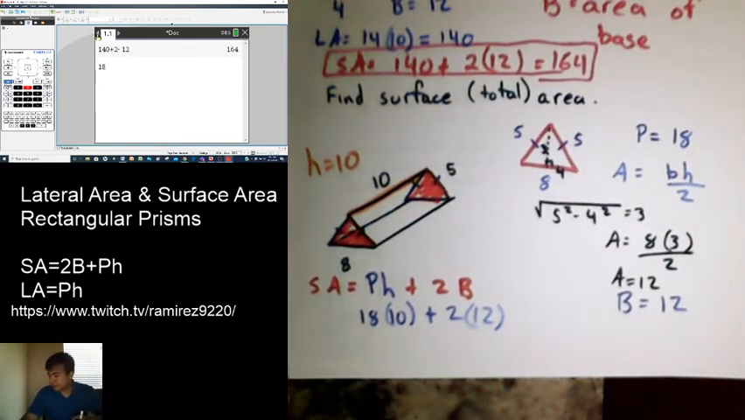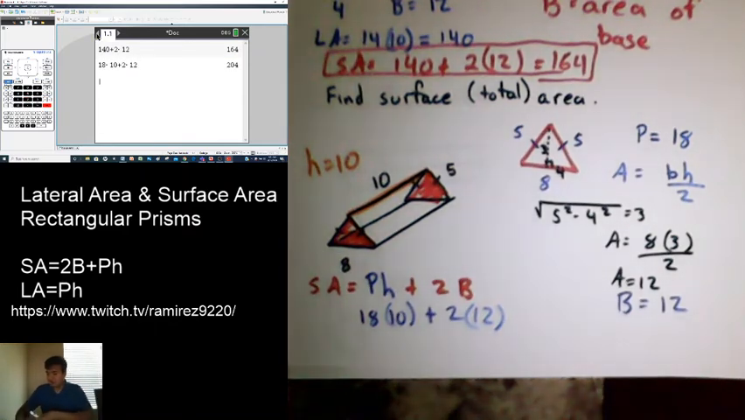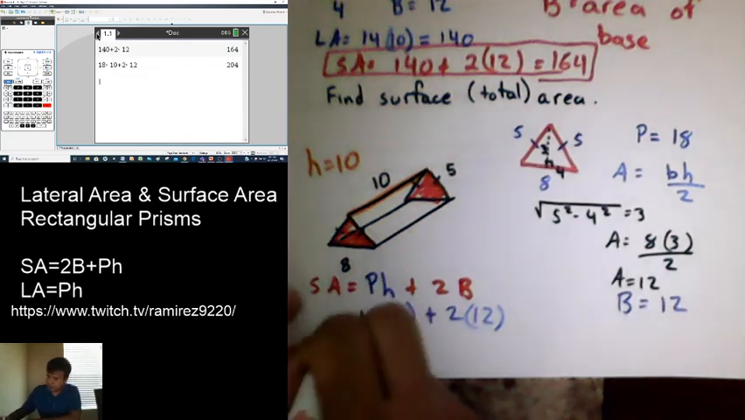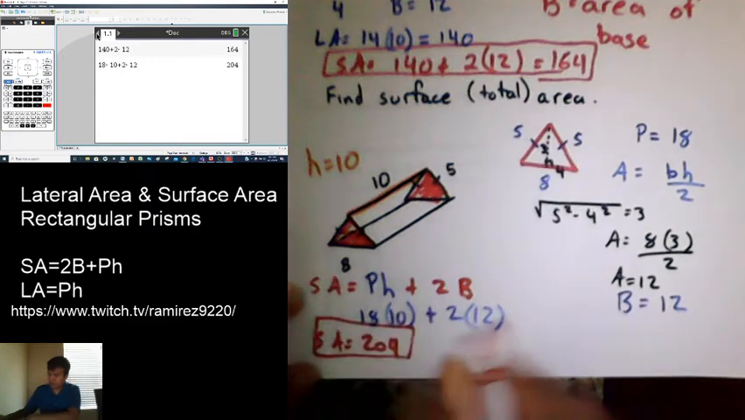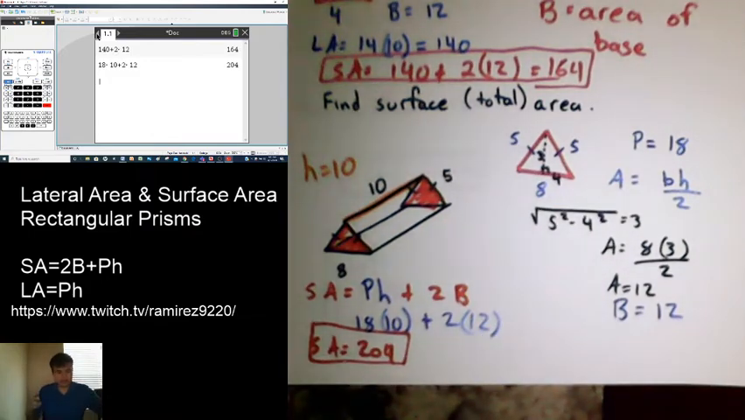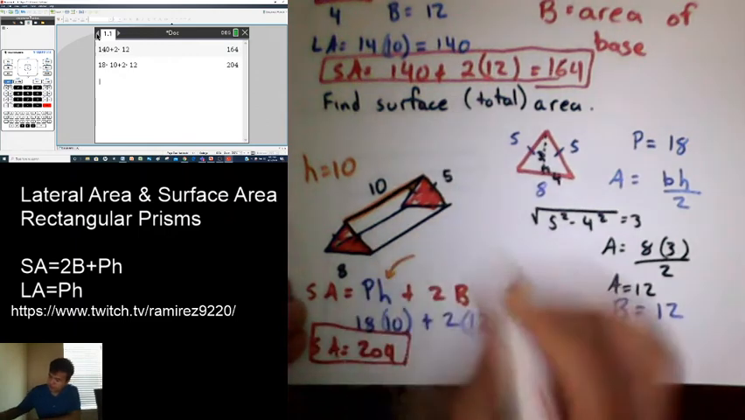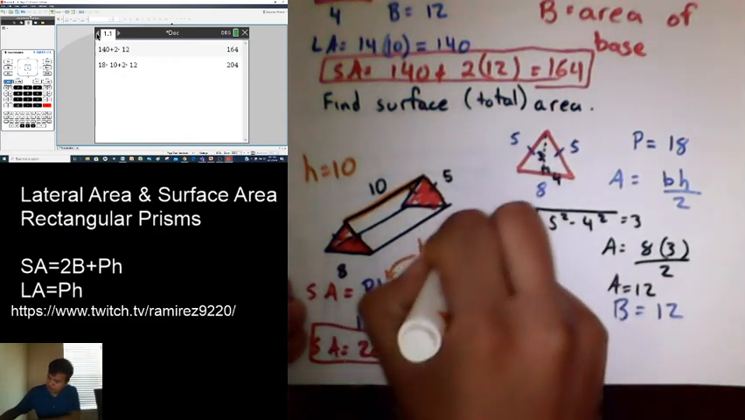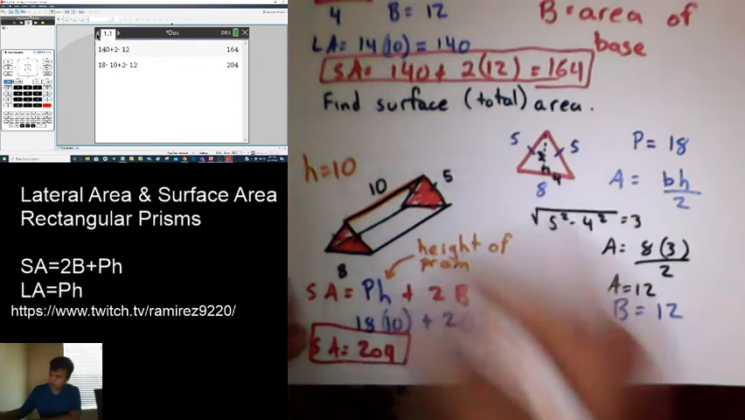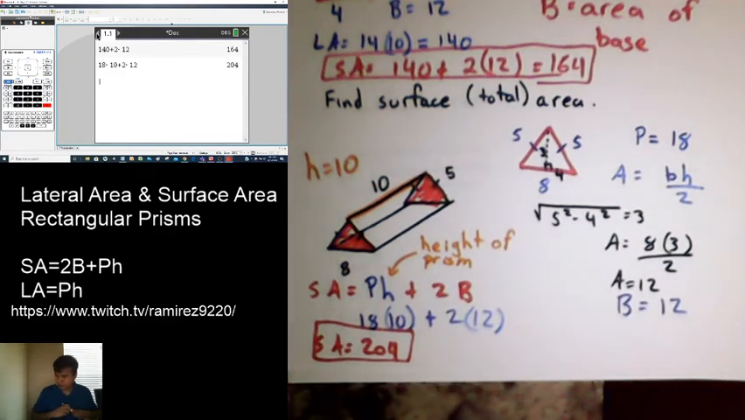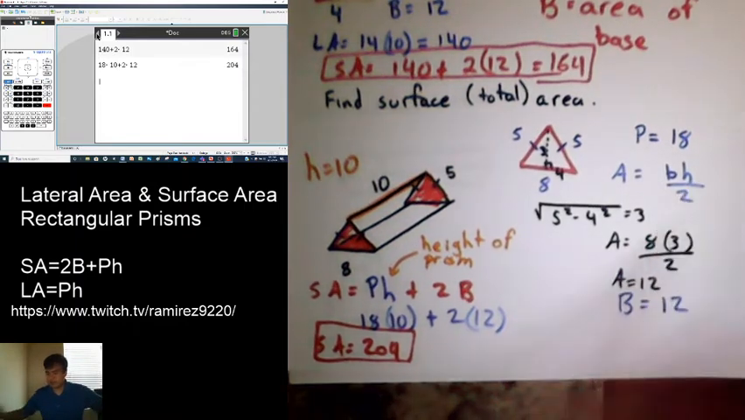So 18 times 10 plus 2 times 12. So the total surface area here is 204 units squared, of course. And again, I'm just going to indicate here that this is the height of the prism. That's the height of the figure, not of the base.